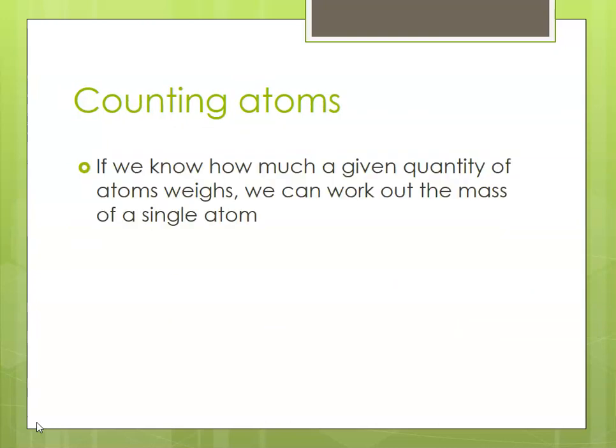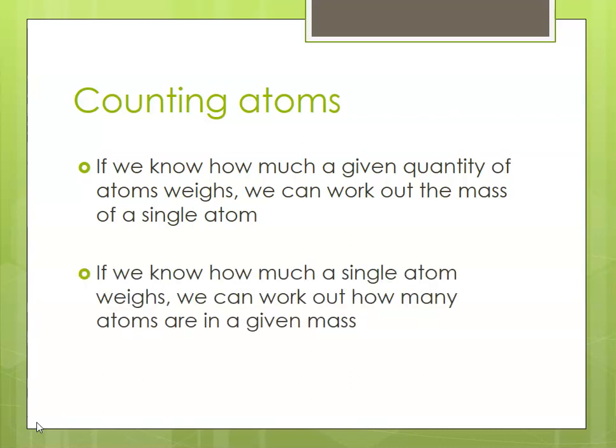Well, we can use some information to count atoms. If we know how much a given number of atoms weighs, if we knew how much 1,000,000 atoms weighs, for example, we could work out how much one atom weighs. Once we know how much one atom weighs, we can work out how many atoms we've got in 5 grams or 10 grams or 500 grams or 20 kilos or whatever. But we need to know how much it weighs. We can count atoms by their weight.